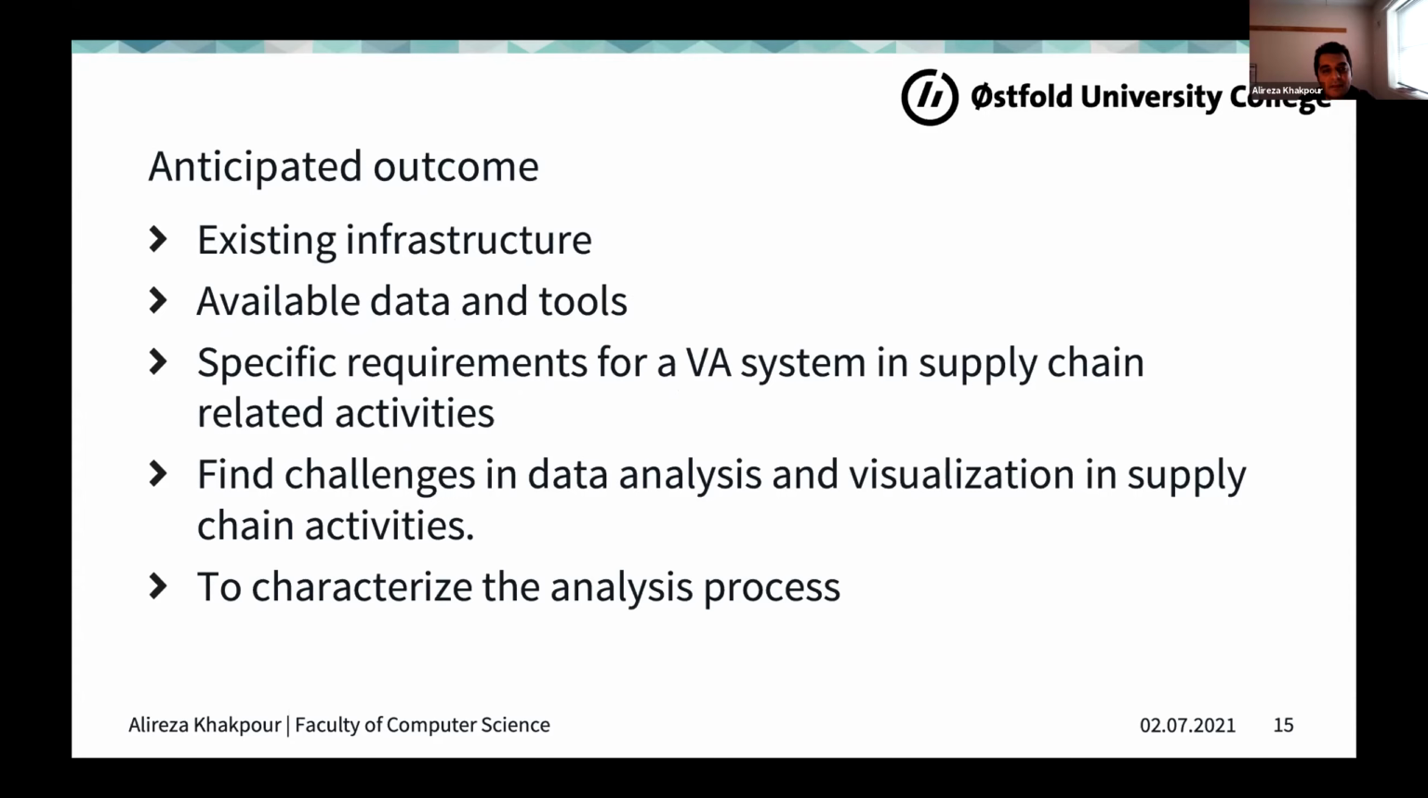The anticipated outcome of the interview study is to explore the existing infrastructure and to find out the available data and tools they currently have, specific requirements for a VA system in supply chain related activities, and to find the challenges in data analysis and visualization in supply chain activities, and more importantly, to characterize the analysis process.